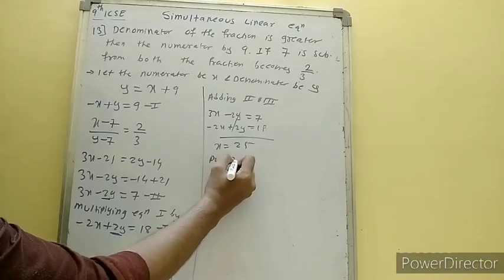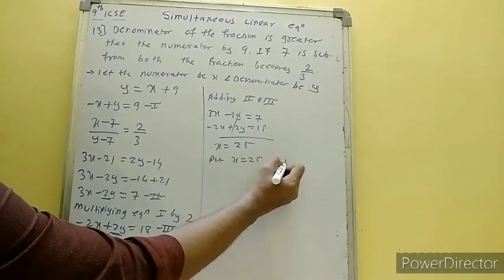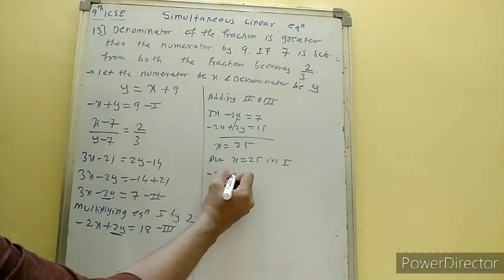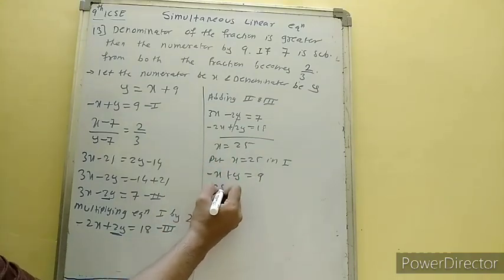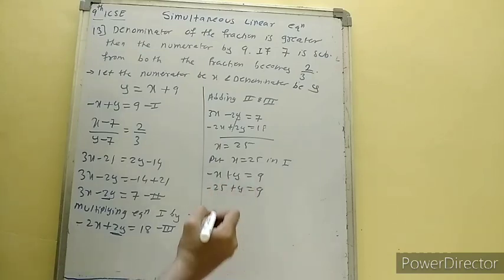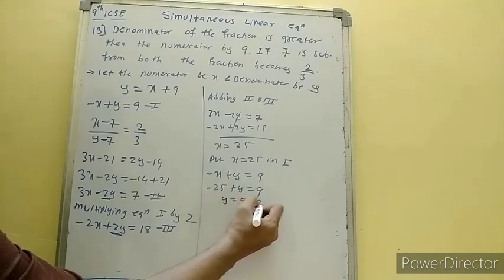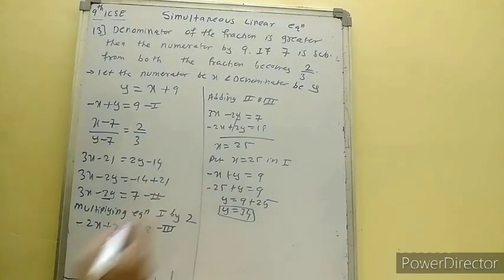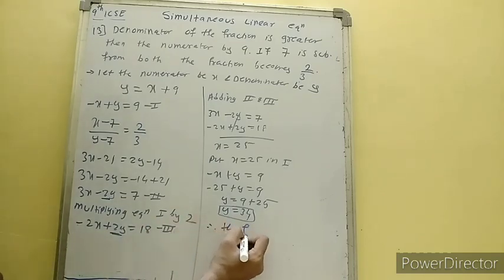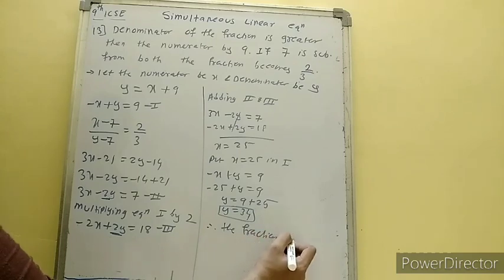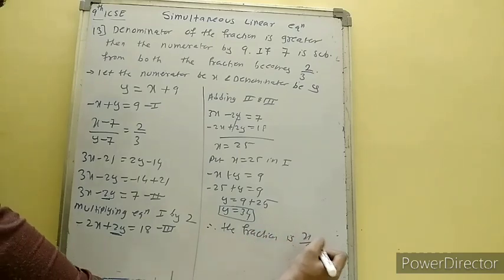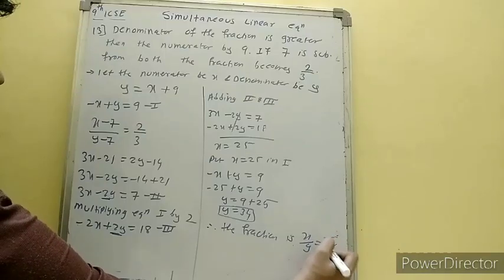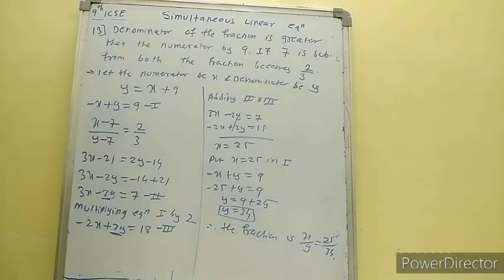So put x is equal to 25 in the first equation, minus x plus y is equal to 9. Minus 25 plus y is equal to 9, y is equal to 9 plus 25, y is equal to 34. Therefore the fraction x upon y is 25 upon 34. So that's the 13th question of your textbook.